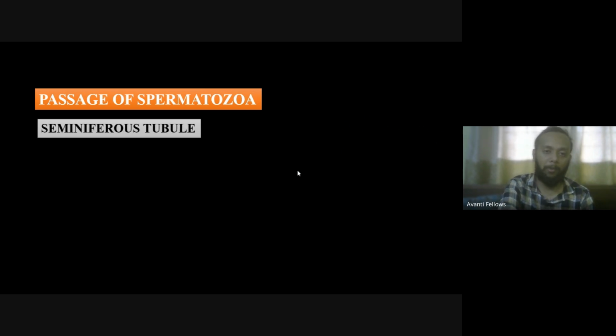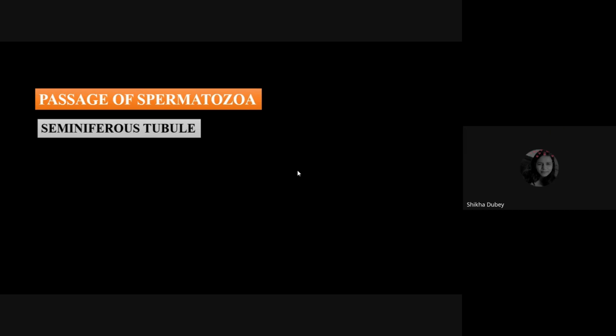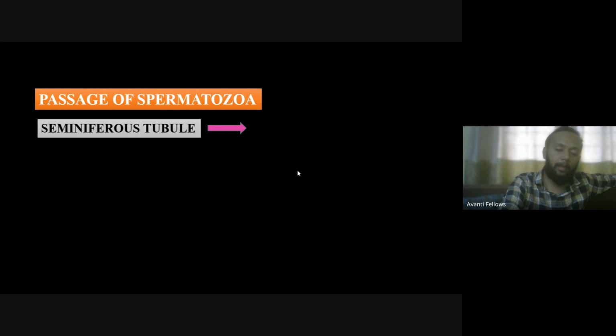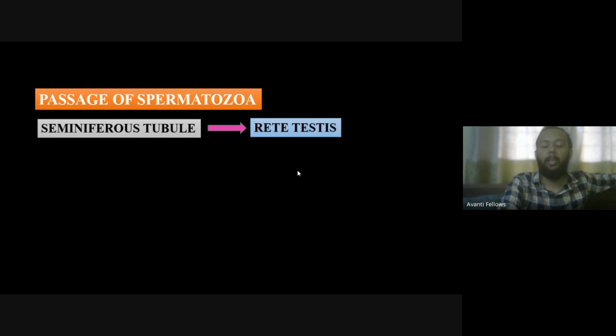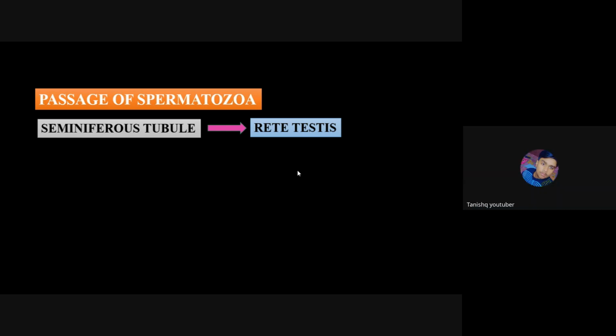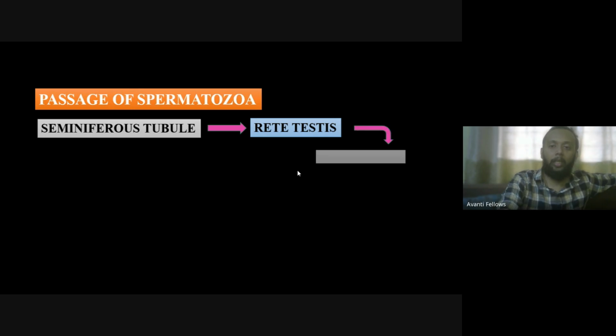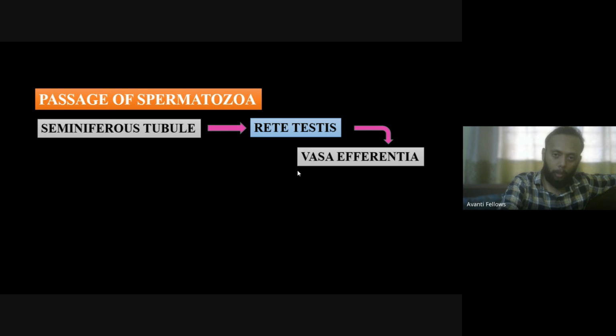You have a seminiferous tubule. Now you tell me what comes next. From here, where will it go? Shikha, you tell me. From the seminiferous tubule, the sperm will go where? Retitestis. Right, it will go into the retitestis. Very good. From retitestis, Tanishk, where will it go from here? Tanishk can't remember. From retitestis, it will go towards the vas efferentia.